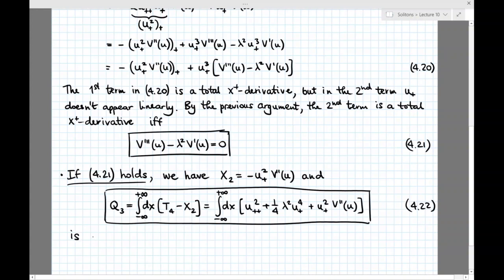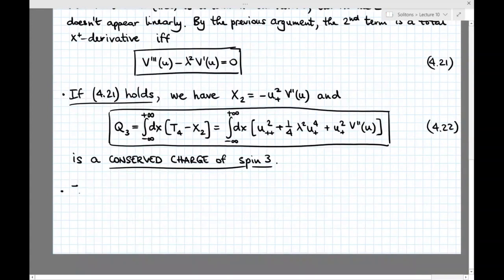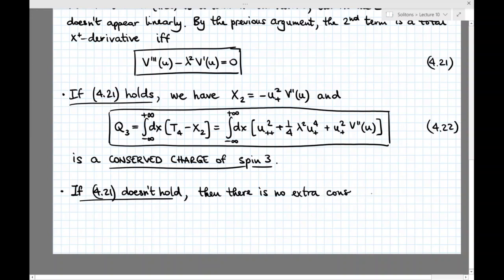So equation 4.22 is a conserved charge of spin 3 if and only if equation 4.21 holds. On the other hand, if equation 4.21 does not hold, then there is no extra conserved charge of spin 3. Or at least there is no extra polynomially conserved charge of spin 3. That's what we have proven.